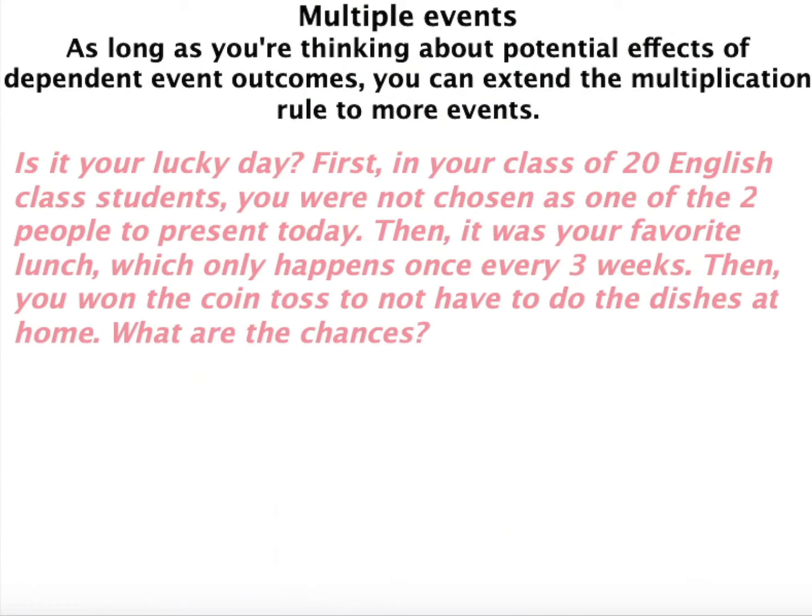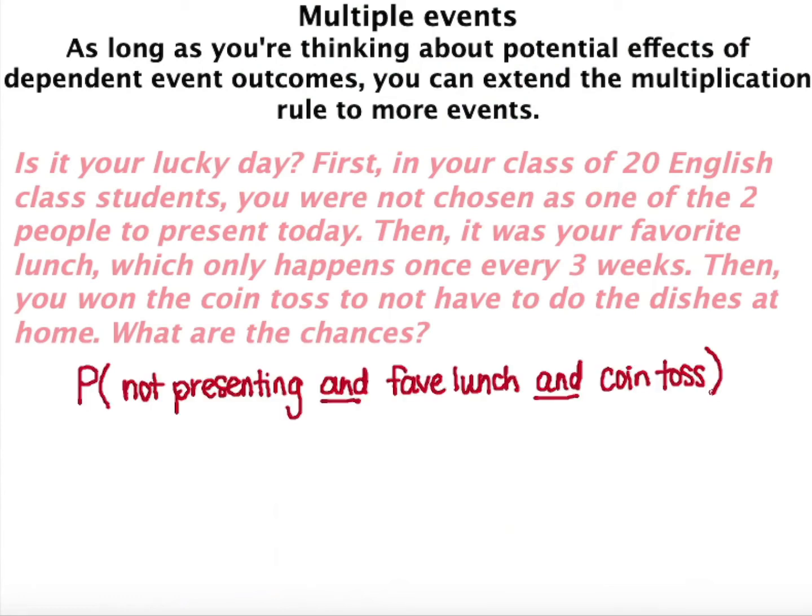First, in your English class, you didn't have to present. And then it was your favorite lunch, which only happens once every 3 weeks. And then you won a coin toss and you didn't have to do the dishes at night. What are the chances? So this is multiple events, but we would consider them happening one after another, and so that would be an "and" sort of situation.